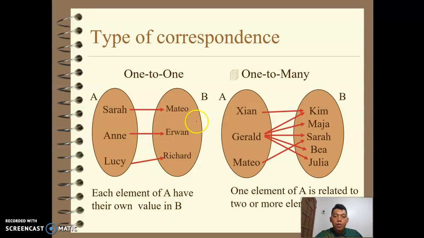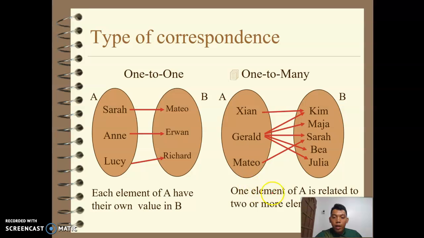And we have another correspondence, which is one to many. For example, here Cian, Gerald, Mateo, and then we have Kim, Maha, Sarah, Bea, Julia. Cian is related to Cian, and then Gerald is related to these five girls, and then Mateo is related to Sarah. I don't know if that's correct. I just got this example.